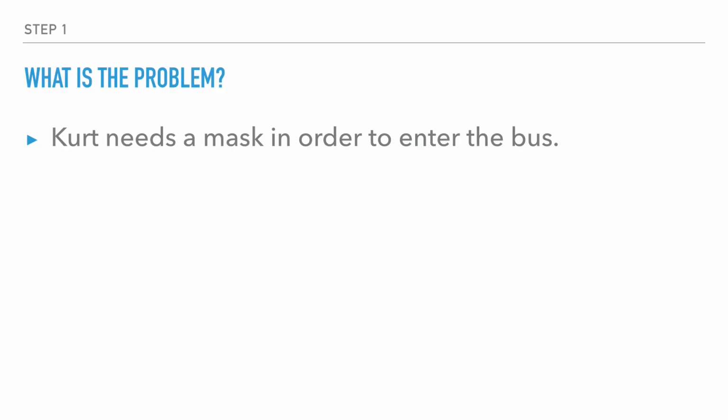In order to solve this problem, as you were told earlier, or as you read, we follow the 5 steps in problem solving, and we are going to review the steps at the end of this presentation. Okay, so the first step is to define the problem. So what is the problem? The problem is that Kurt cannot get on the bus because he does not have his mask. Kurt needs a mask in order to enter the bus. So that's our problem.